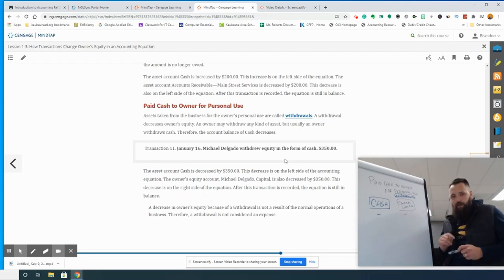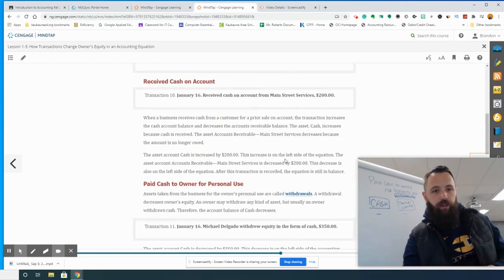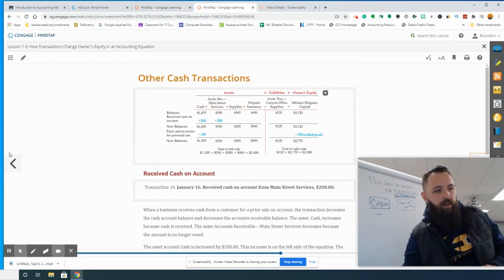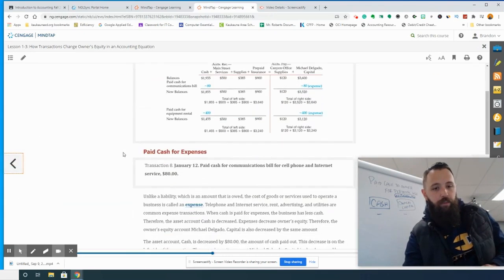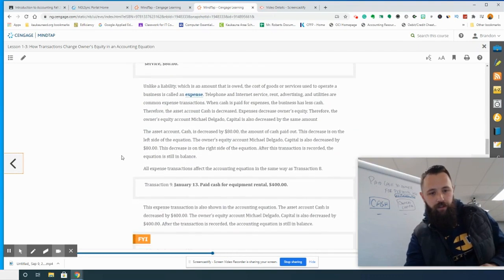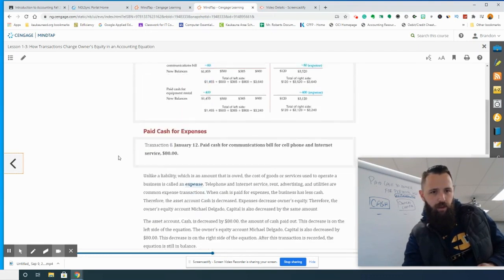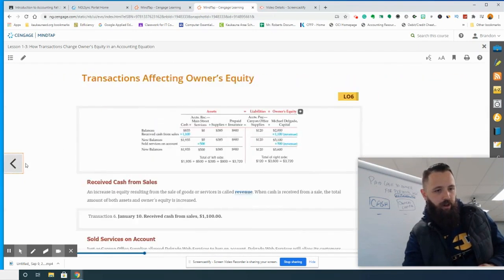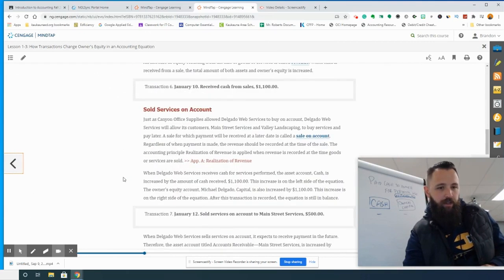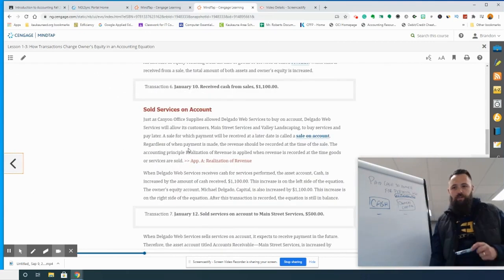There's one thing that I just want to cover really quickly, and that would be the last little GAAP principle that's covered in this chapter. And that's called realization of revenue. And it is going to be under sold services on account. Okay, so I'm just going to visit that real quick. Realization of revenue pretty much means that when you sell something, even if you didn't receive the money yet, you must record it.